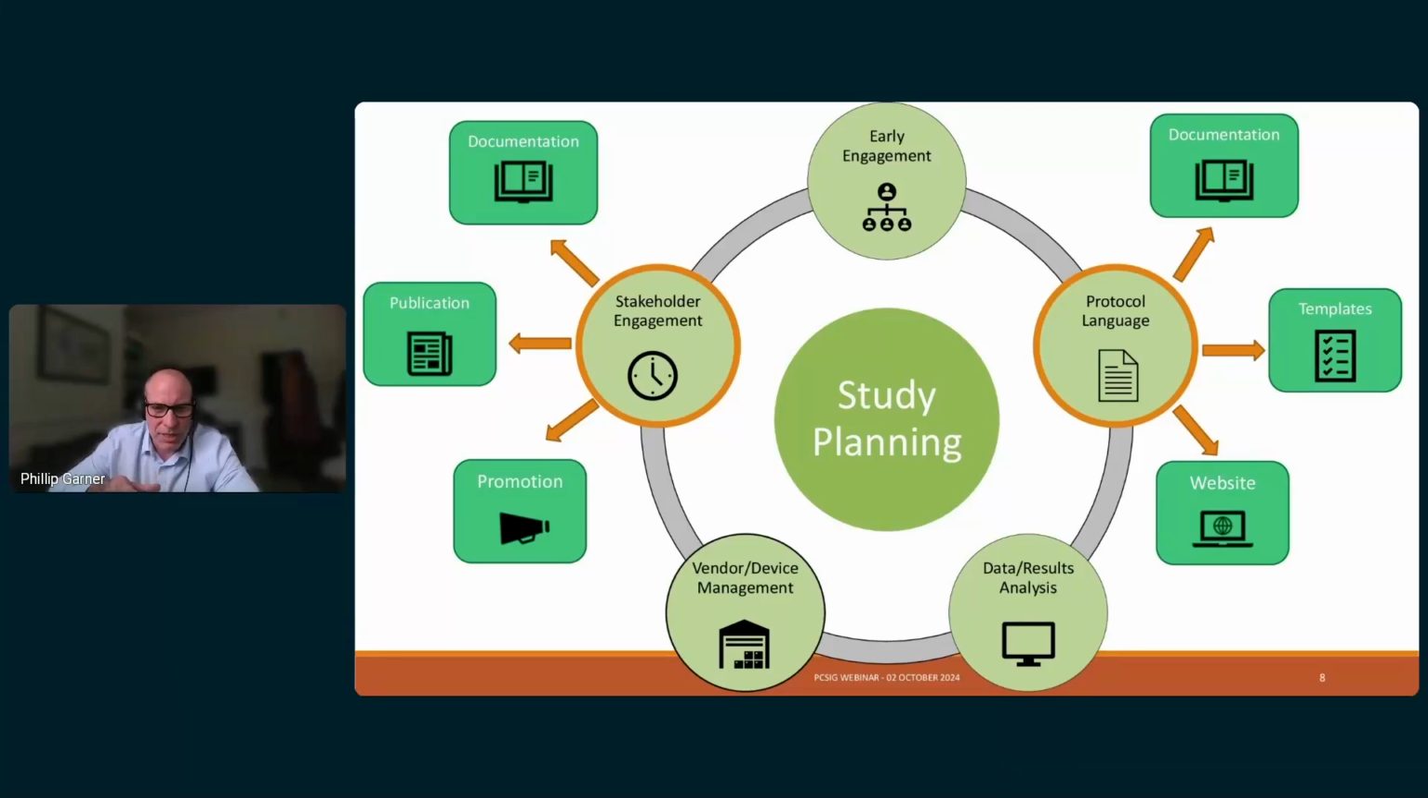And then also importantly around the vendor and device management, what assurance do we have, and how do we get that assurance that the device will be available, or if the vendor will still be there throughout the whole duration of a study, which could be over a long period of time.